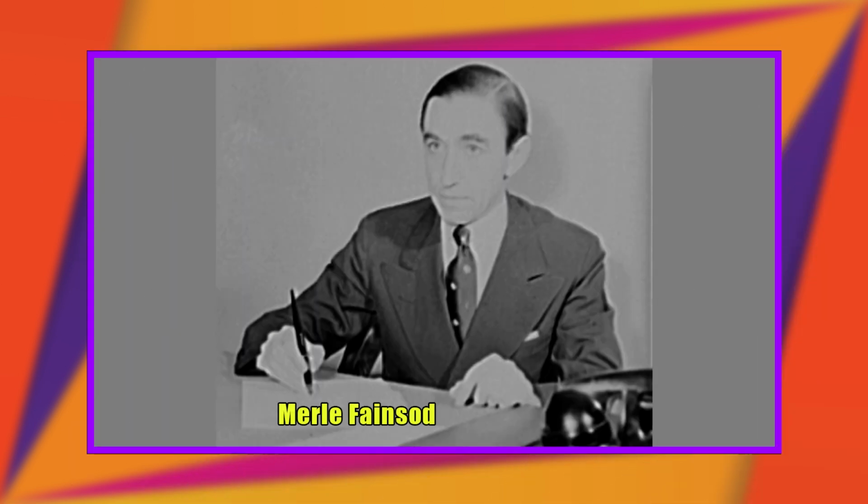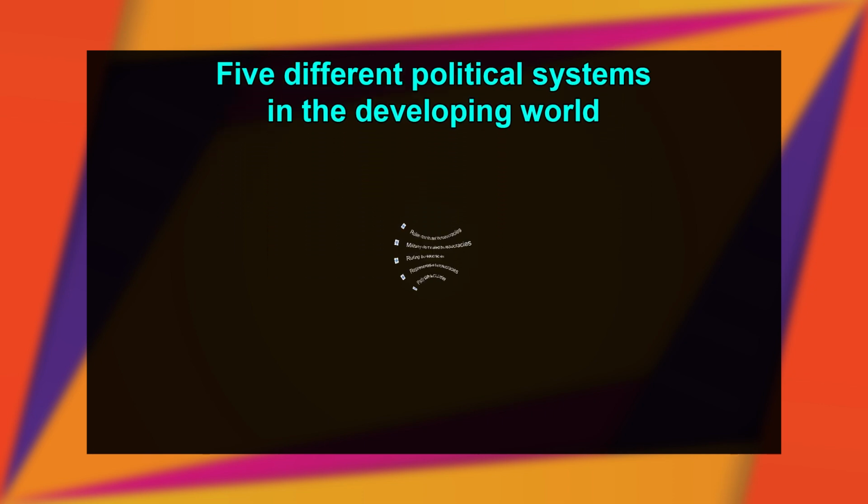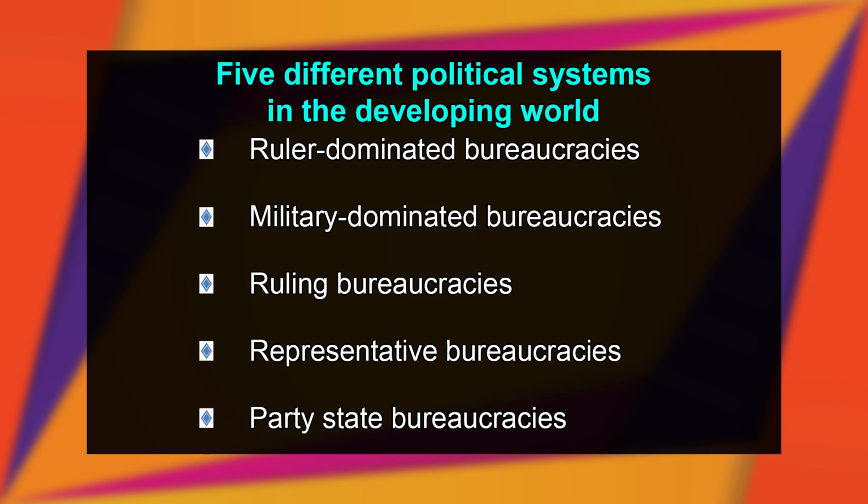Fred Riggs, basing this typology on the criterion of the relationship of bureaucracies to the flow of political authority, distinguished 5 different political systems in the developing world: ruler-dominated bureaucracies, military-dominated bureaucracies, ruling bureaucracies, representative bureaucracies, and party-state bureaucracies.